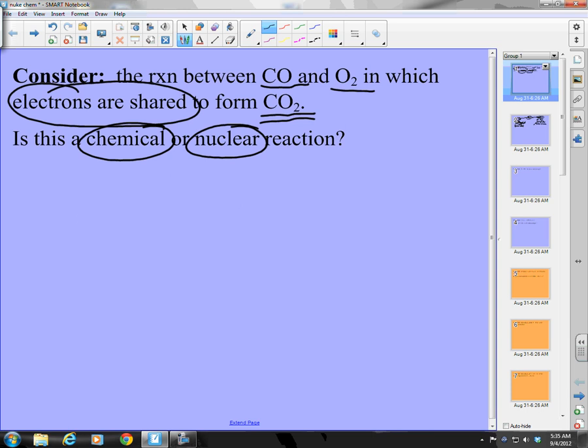Good. So do we have enough to answer this question? We have a reaction between CO and O2, and what do we notice? Electrons are shared. Aha, electrons are being shared. That means this is a chemical reaction. Good. So that's how we can tell the difference between a chemical reaction and a nuclear reaction, right? We have electrons reacting, transferring, being shared versus a nucleus being transformed or losing energy.